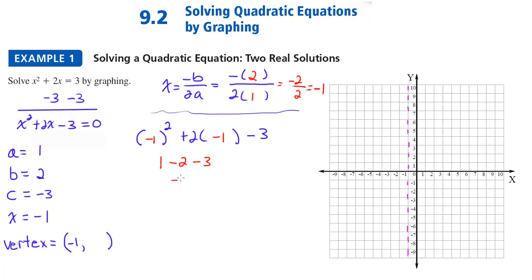1 minus 2 is negative 1. And negative 1 minus 3 is negative 4. So that is the y value of our vertex, negative 4. So our vertex is at the point negative 1 comma negative 4. And we can go ahead and place that point right here. So in this case, we could also place the y-intercept. Remember, when our function is in standard form, then c is our y-intercept, which is negative 3. And so we could put a point right here.